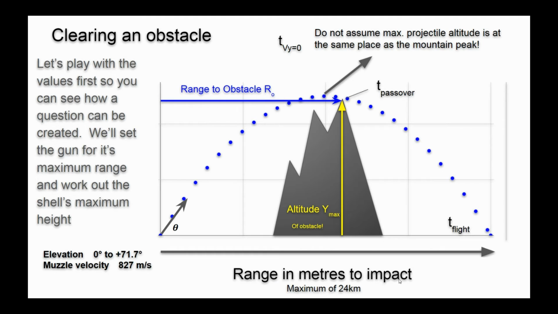And the full range, according to the specs on the gun, is 24 kilometers. The gun can fire at 827 meters a second, and it can elevate from 0 to 72 degrees, roughly, in height.